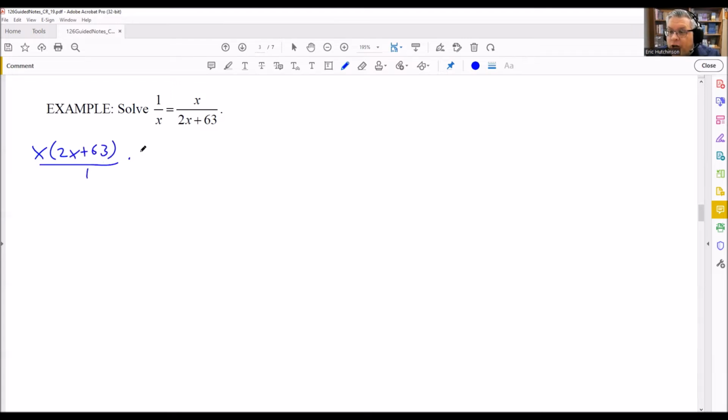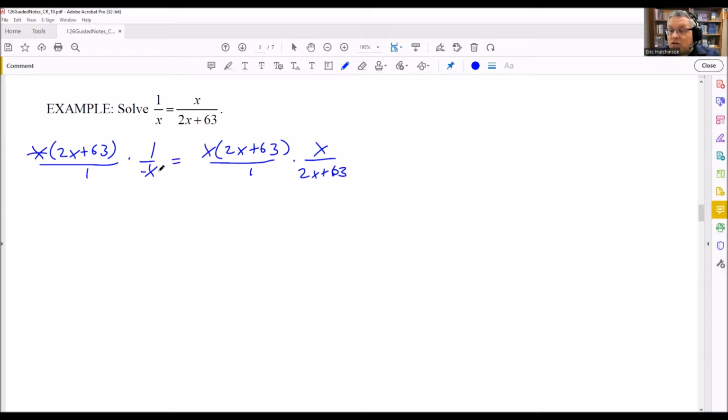I'm going to multiply all that by 1 over x. And then I'm going to put another one of these on the other side of the equation, and multiply all this by x over 2x plus 63. So now that I have that, I've put it on both sides, we can now cancel. Again, the whole reason for multiplying by the LCD is to cancel the fractions.